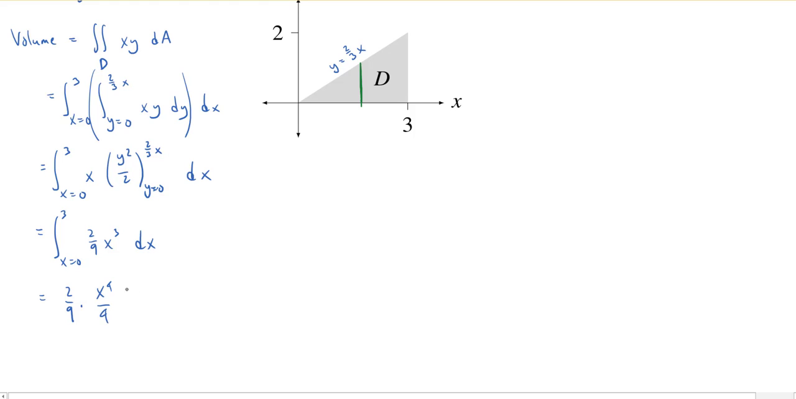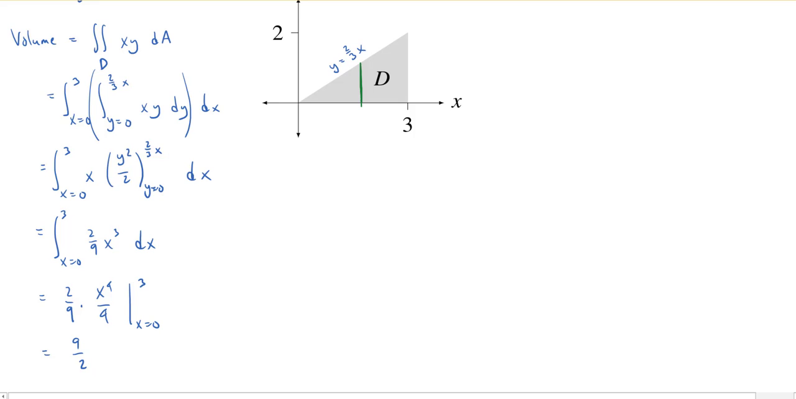So we'll have that, and then we evaluate between 0 and 3. At 0, of course, it's going to go away again, so we just worry about it at 3. 3 to the 4th is 81. 81 over 9 is 9. 9 times 2 is 18. 18 over 4 is 9 halves. Okay, so we compute the volume in one way, and we get 9 halves.